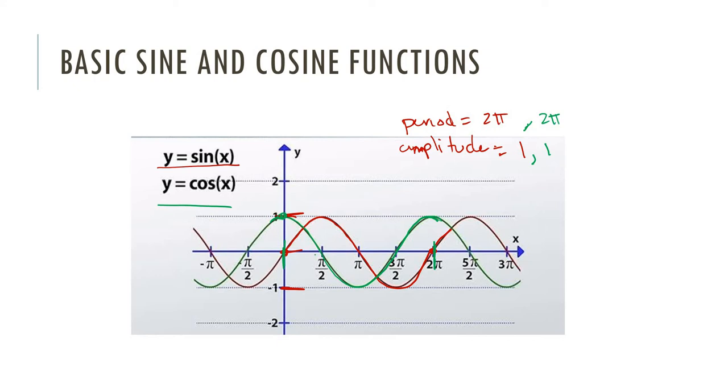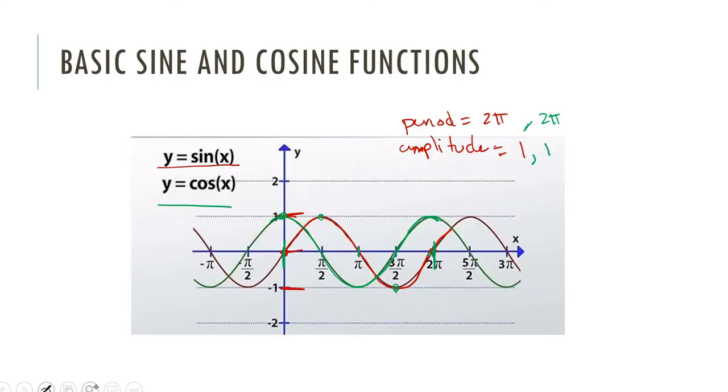So from this we can also say that the sine of 0 is 0. The sine of pi over 2 is 1. The sine of pi is 0. The sine of 3 pi over 2 is negative 1. And the sine of 2 pi is 0. So we can get some of our trig values from looking at our parent function graphs.